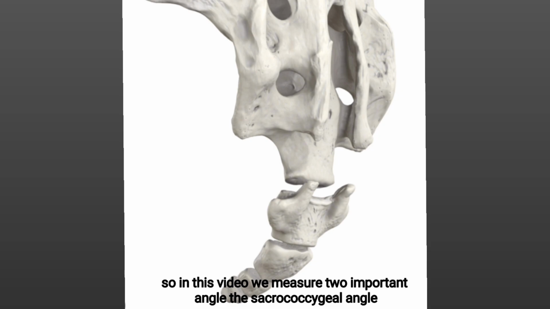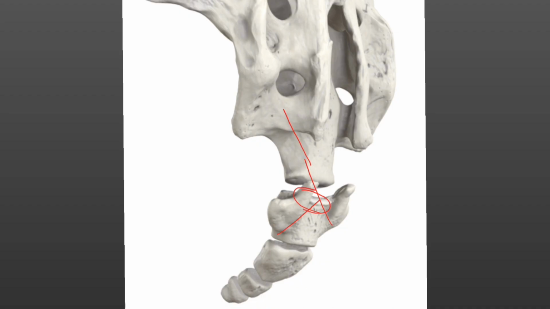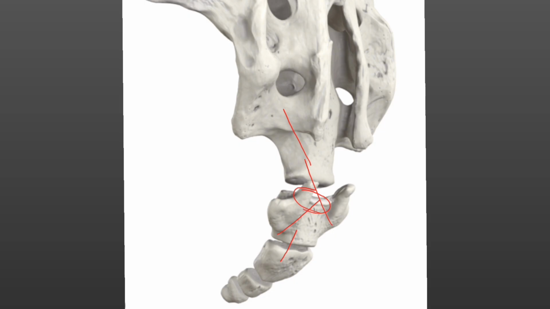So in this video, we measured two important angles: the sacrococcygeal angle, which lies between the sacrum and coccyx, and the intercoccygeal angle, which lies between the two coccygeal bones.